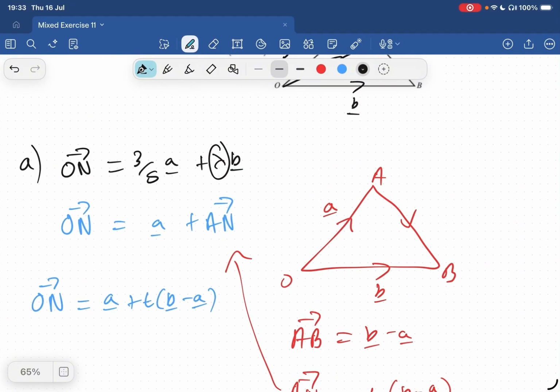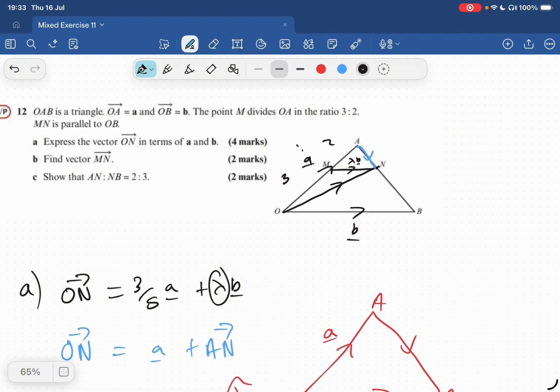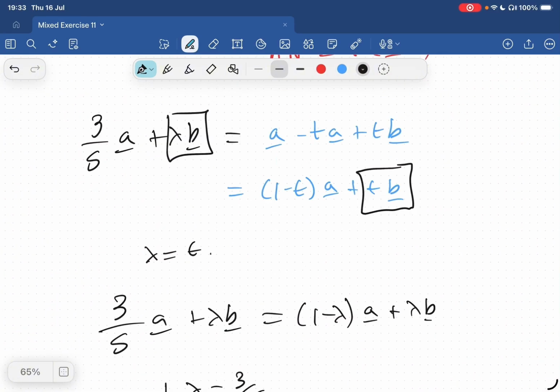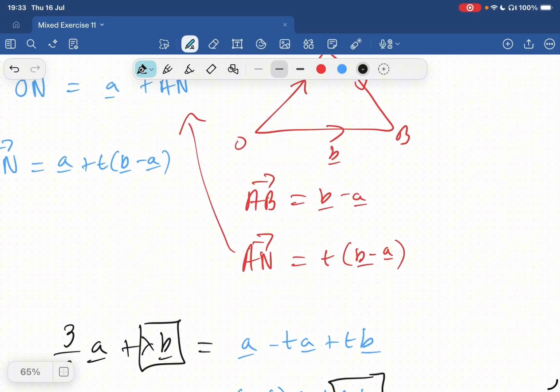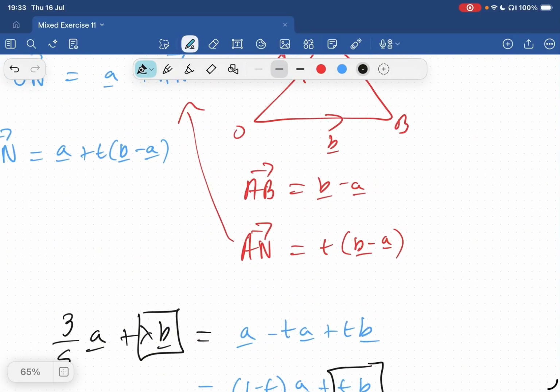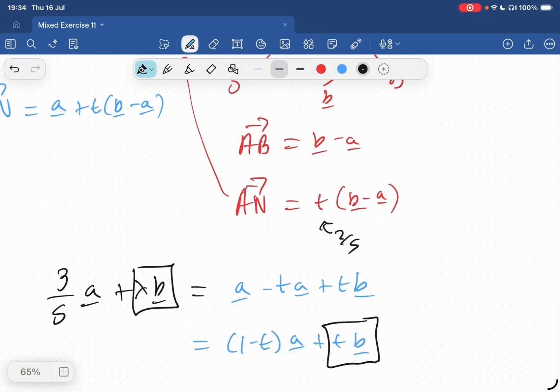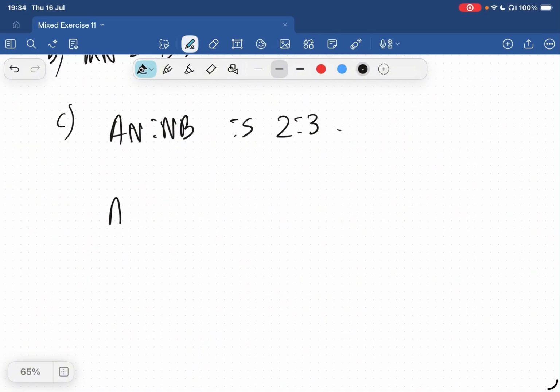And now C, we need to show that AN to NB is 2 to 3. Well, we knew what AB was. AB was B minus A. And then we know this t we've now figured out is 2/5. So A to N is very clear, 2/5 of A to B.